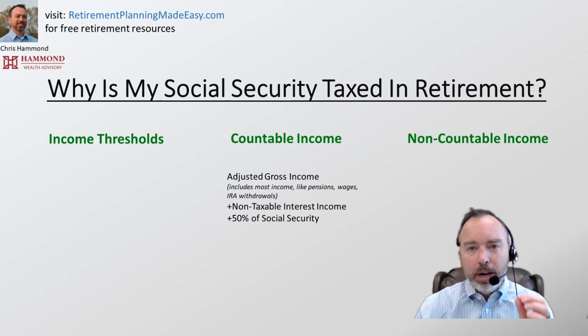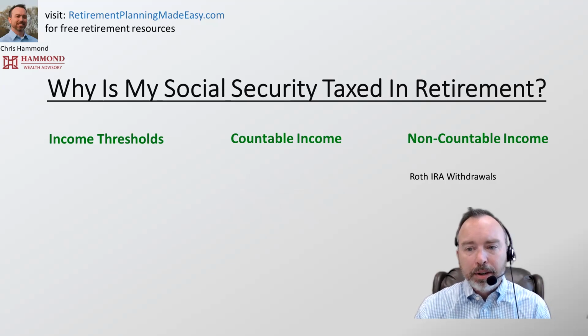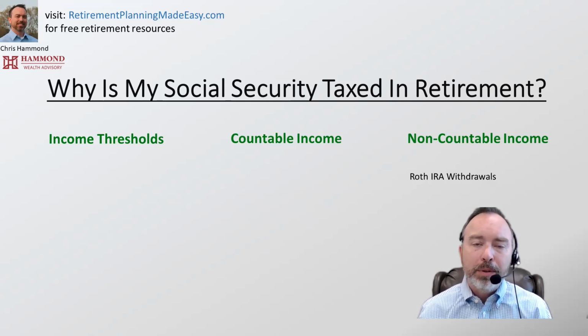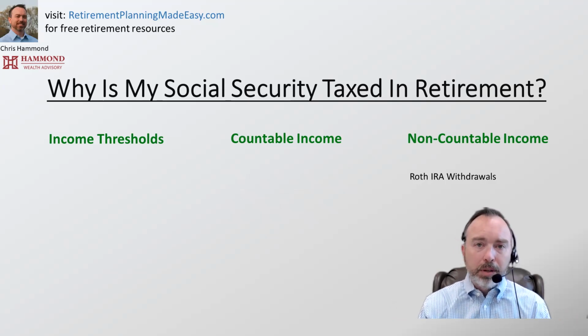Now, what does not go into it is very interesting. What does not count in this calculation is Roth IRA withdrawals. If you follow the rules of a Roth IRA, not only can the withdrawals be 100% tax-free, but unlike municipal bond interest income, which can be federal income tax-free but still count toward these thresholds, Roth IRA withdrawals do not count toward these thresholds.